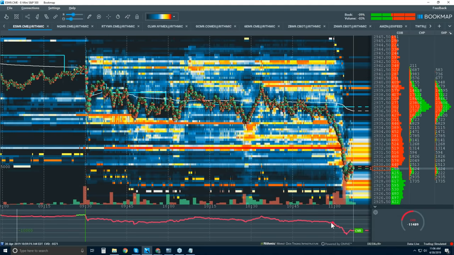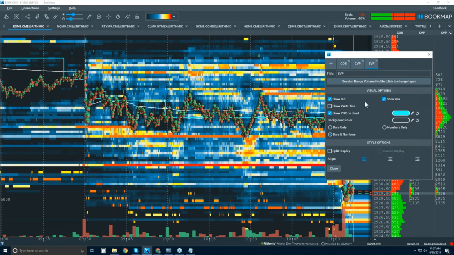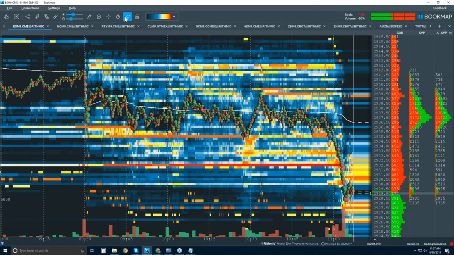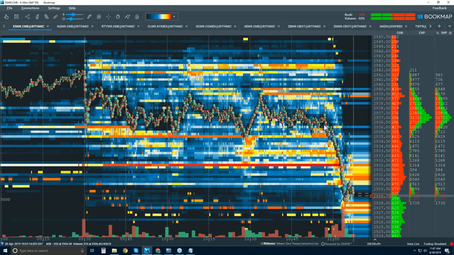I'm going to close up some of the add-on indicators we have here, like our cumulative volume delta in the subchart. We also have a VWAP and a point of control indicator on the chart, which we're going to close as well, and our iceberg detector. We're just going to simplify this chart so that you understand what you're looking at. It is very simple, very straightforward data.